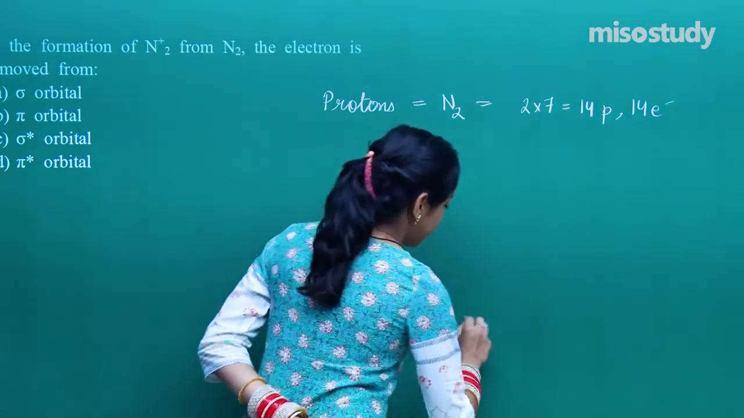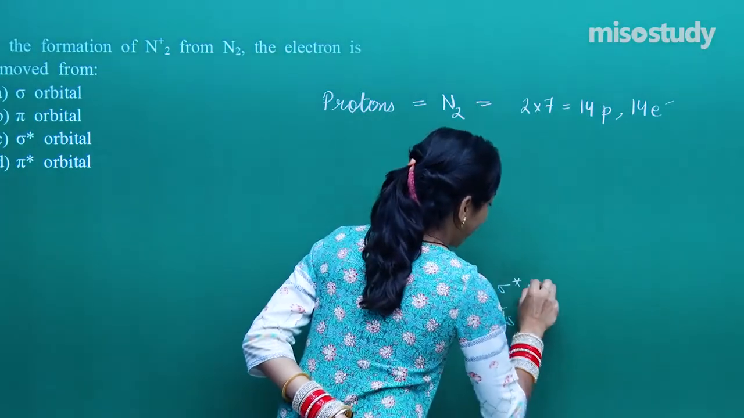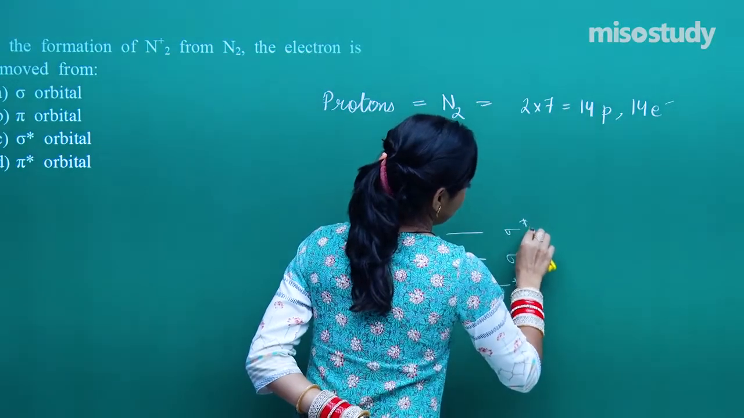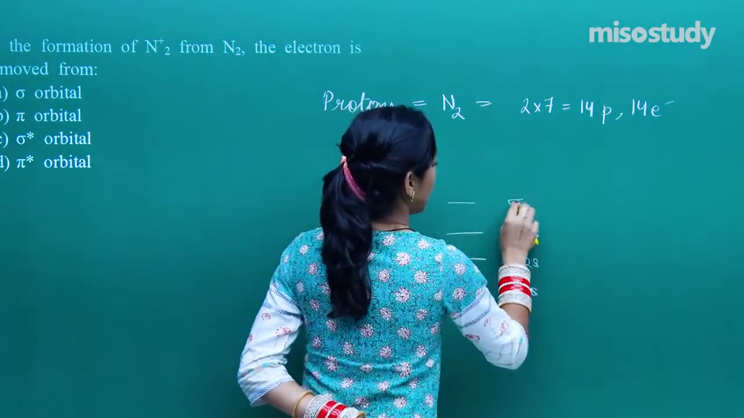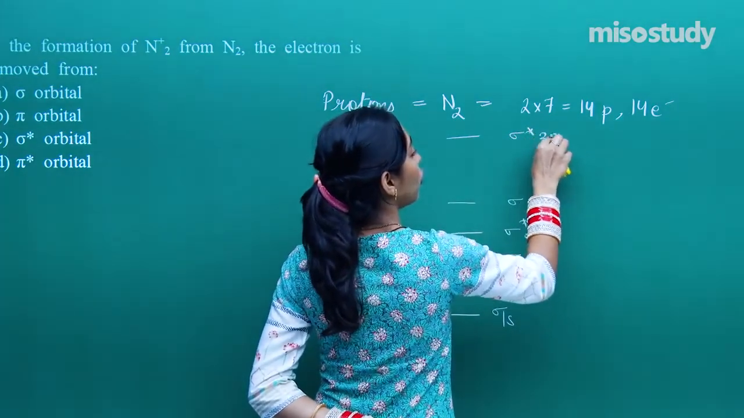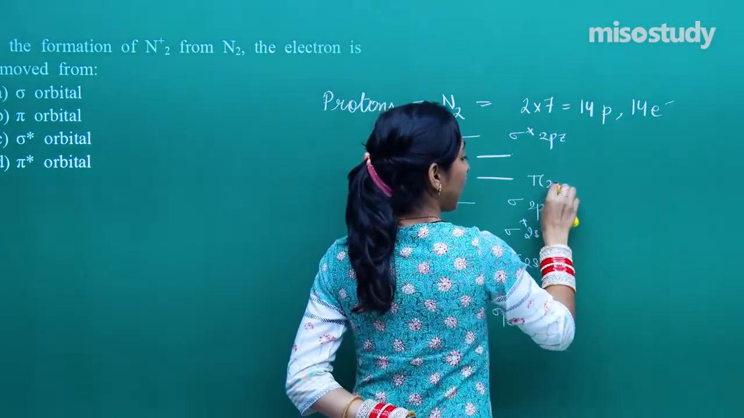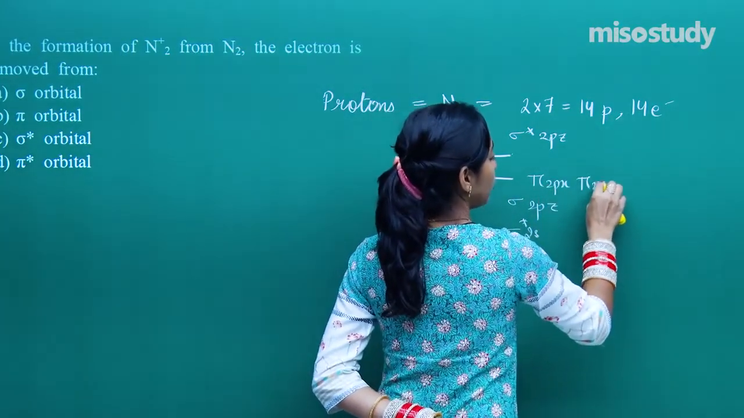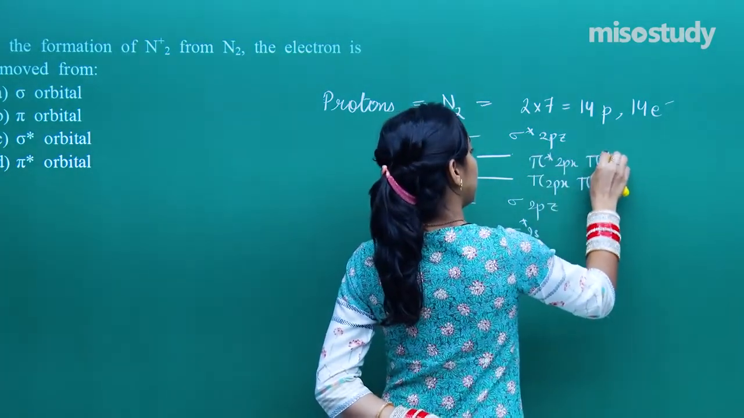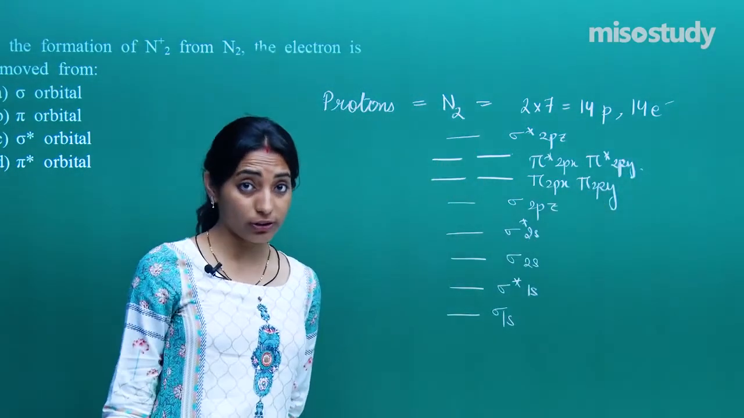So first is sigma 1s, sigma star 1s, sigma 2s, sigma star 2s, sigma 2pz, sigma star 2pz, then we have pi 2px, pi 2py, here we have pi star 2px and pi star 2py, right. So this is one particular diagram.